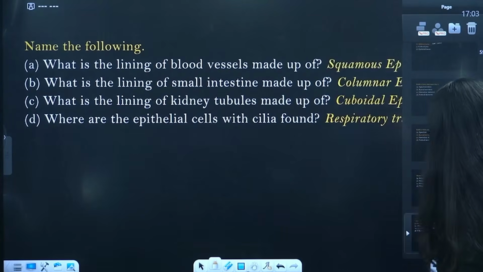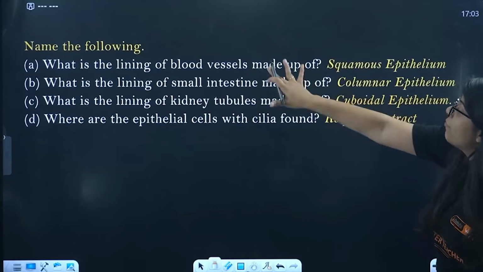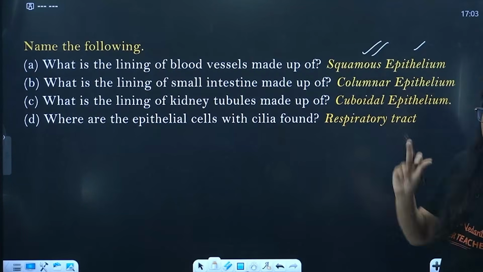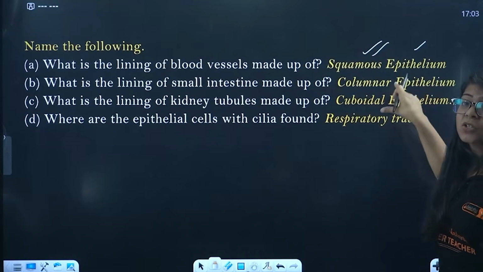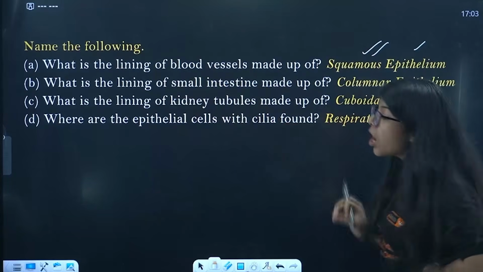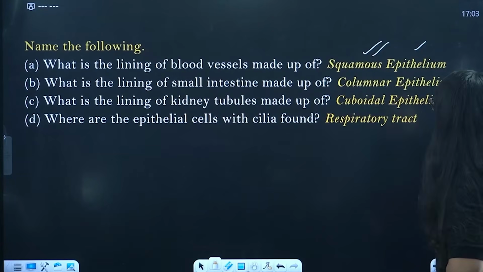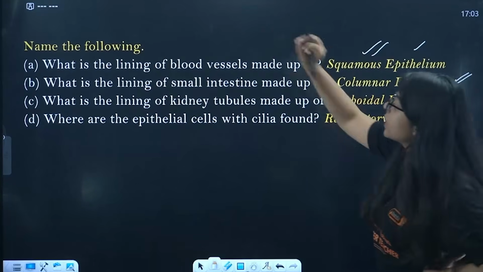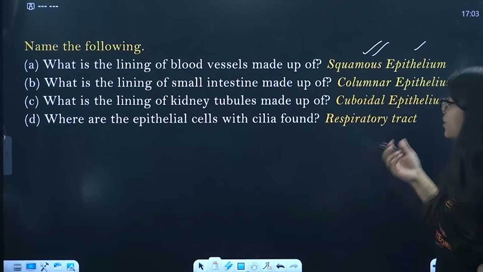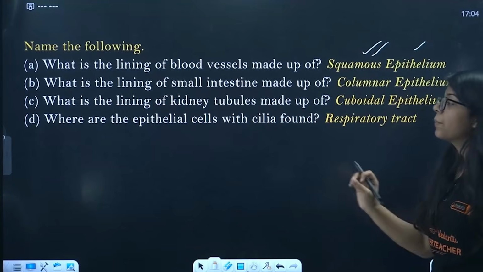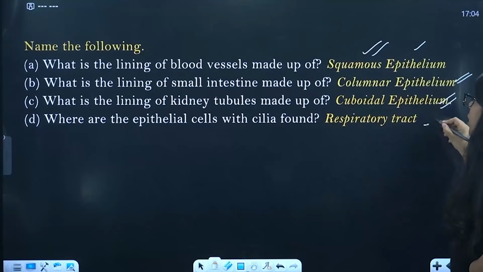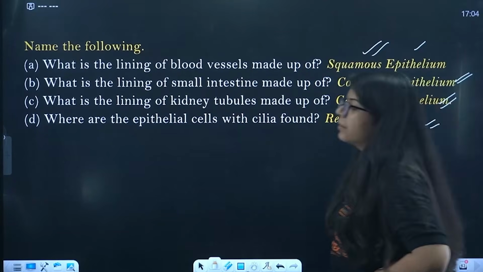Okay, here are the answers. What is the lining of blood vessels made up of? Squamous epithelium. We studied lots of epithelium tissues, so this is squamous epithelium. What is the lining of the small intestine made up of? That is your columnar epithelium. What is the lining of kidney tubules made up of? That is cuboidal epithelium. Where are epithelial cells with cilia found? That is your respiratory tract.